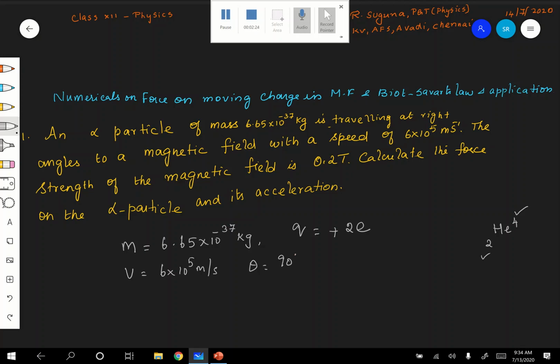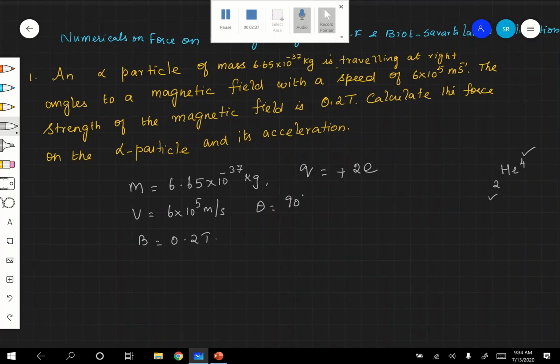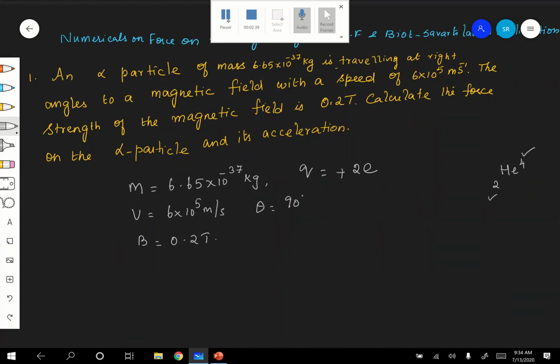Theta is the angle between V and B. Okay. And B is also given. What is B? 0.2 Tesla. These are all the things given now. Therefore, you are asked to find out the force. Very simple direct problem. What is our F? That is equal to QVB sine theta.